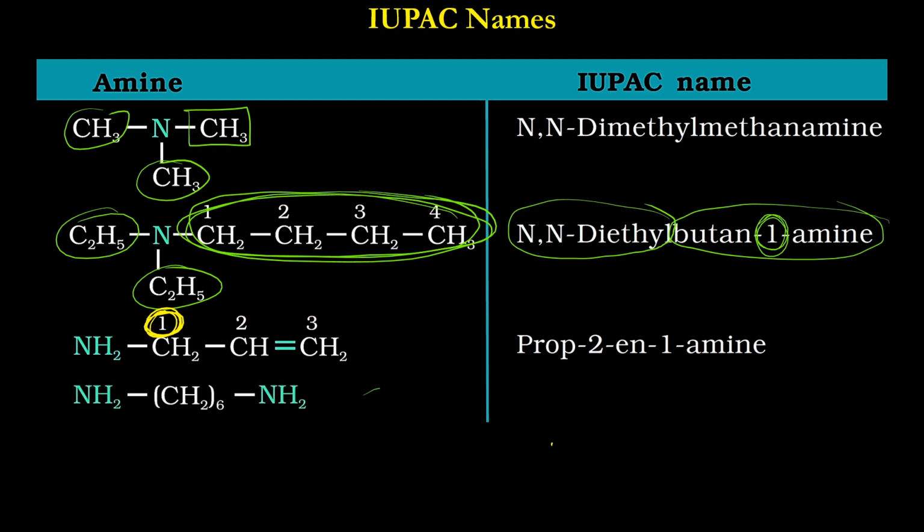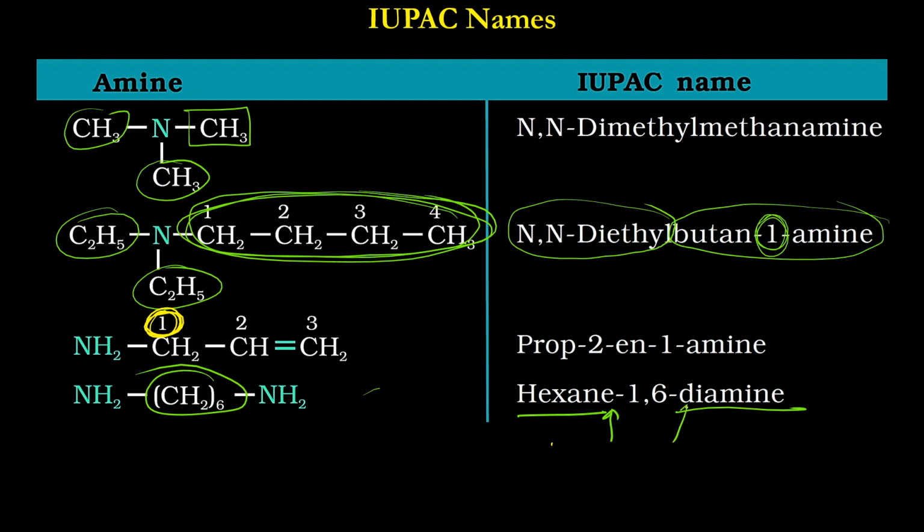Okay. Next one. Now this one, if you expand CH2 whole 6, it is actually hexane. Okay. But on hexane, first and sixth carbon, you have NH2. You can see that NH2 is connected on the terminal carbons. So it means NH2 are on first and sixth. So we will name it as hexane-1,6-diamine. So this is hexane and amine. This E has been retained because we have D here.